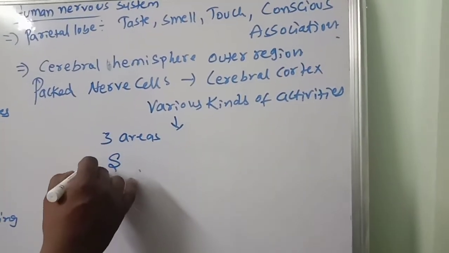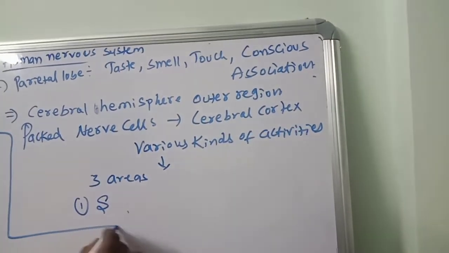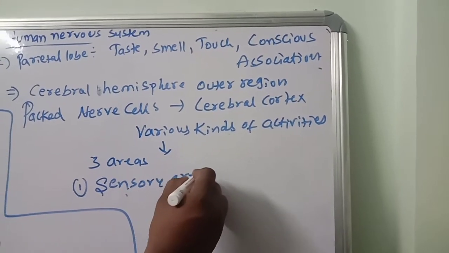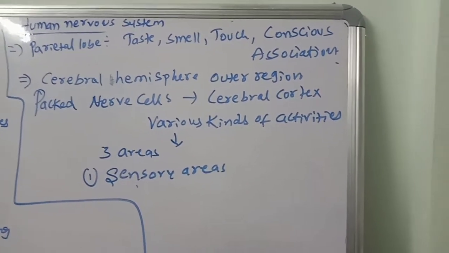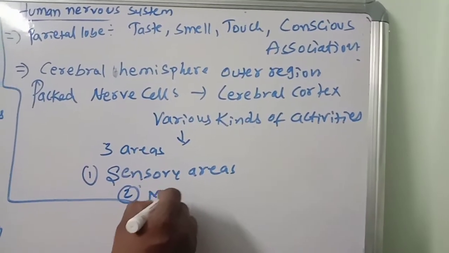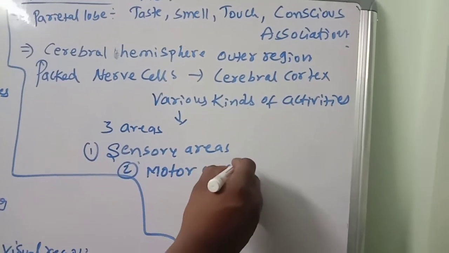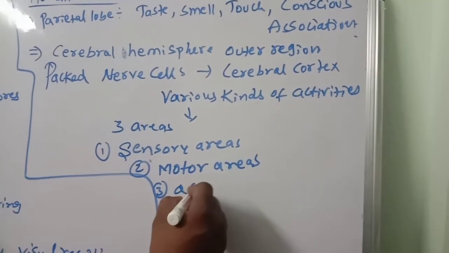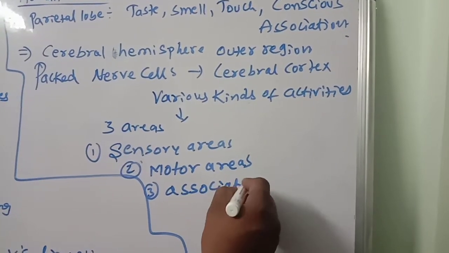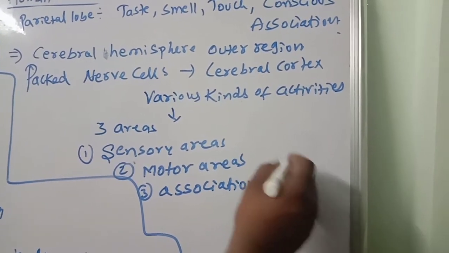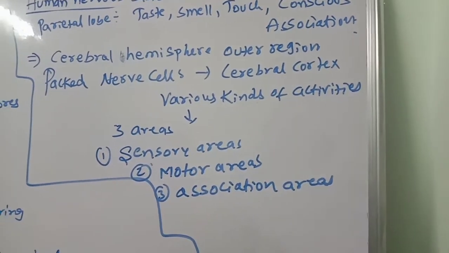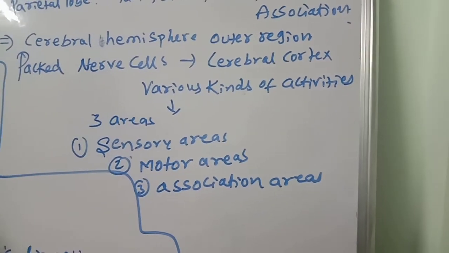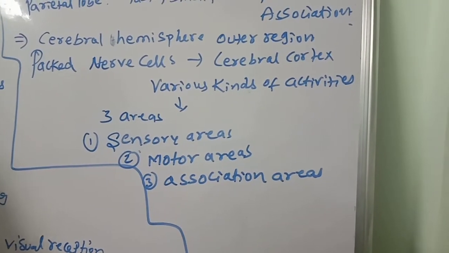What are those? Number one, the sensory areas. Next, number two, motor areas. You know very well, one is taking information in, one is taking information out, and the next one is association areas. There are three areas in the cerebral cortex region: sensory areas, motor areas, and association areas.